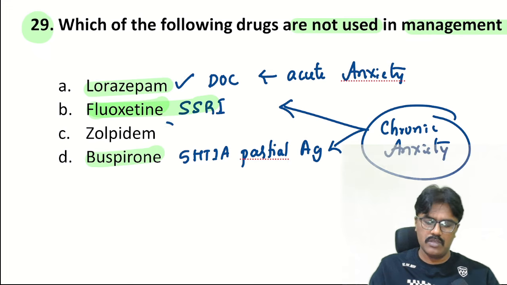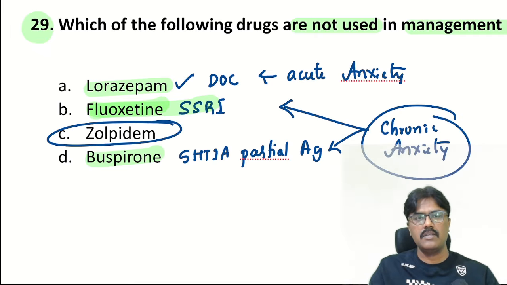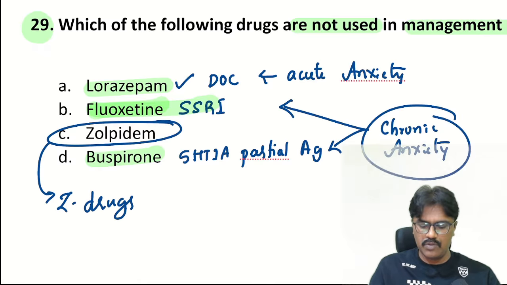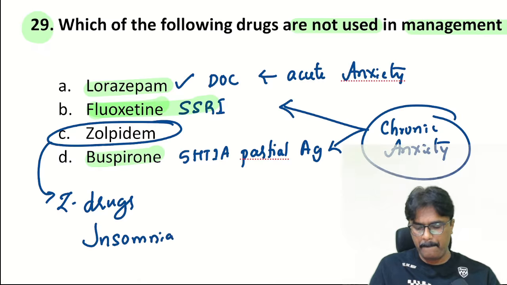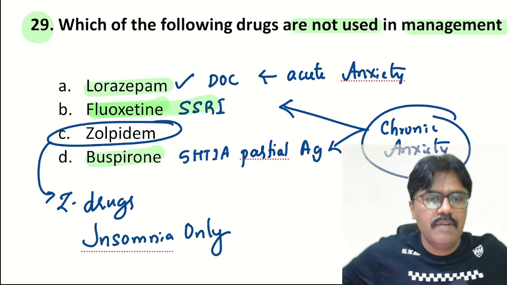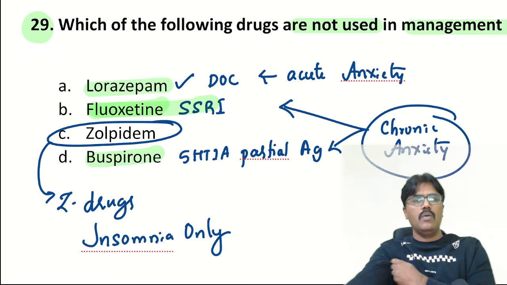So lorazepam is used, fluoxetine is used, buspirone is used. What is not used is zolpidem. So the answer is zolpidem. Zolpidem belongs to Z drugs, and Z drugs are used for insomnia only. They are not for anxiety, they are for insomnia only.